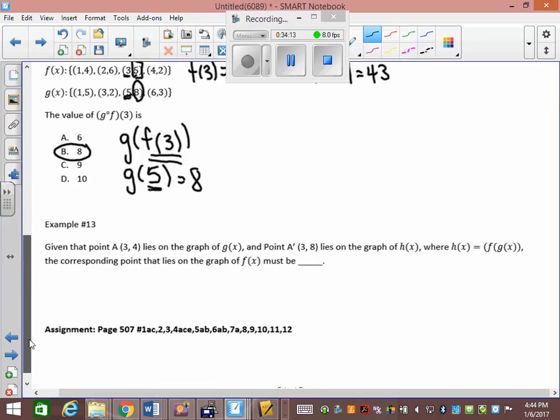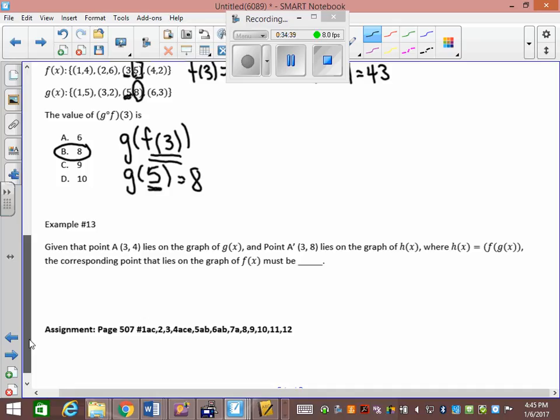And then number 13, and then your assignment, and for your textbook, and then there's 2 other pages of extra practice after. So given that the point 3, 4 lies on the graph of g of x, and the point A, 3, 8 lies on the graph of h of x, where h of x equals f of g of x, the corresponding point that lies on the graph of f of x is what?